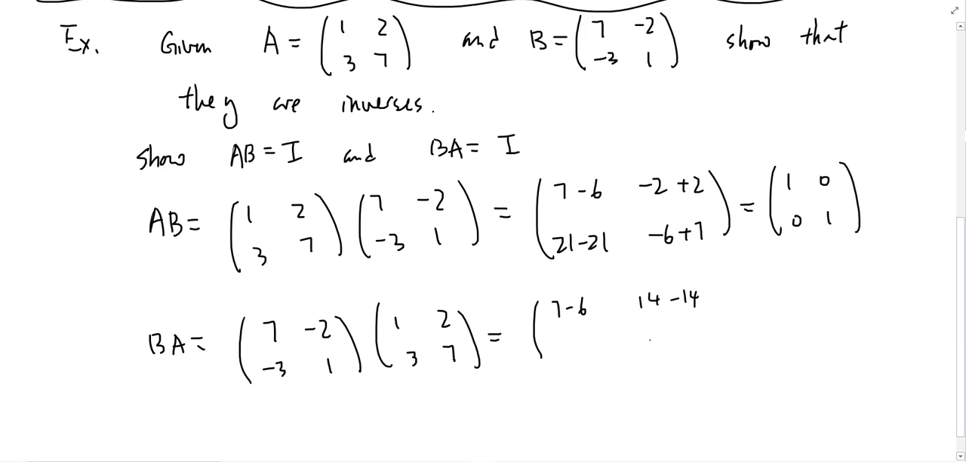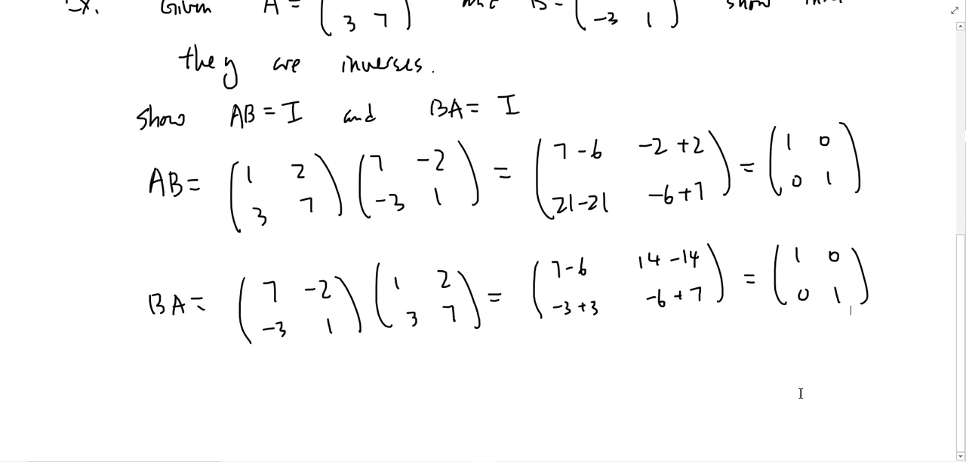14 minus 14, negative 3 plus 3, and then negative 6 plus 7. So that also comes out to be 1, 0, 0, 1. So when you can do both multiplications and they both give you the identity matrix, then you can conclude these two matrices are indeed inverses of each other.